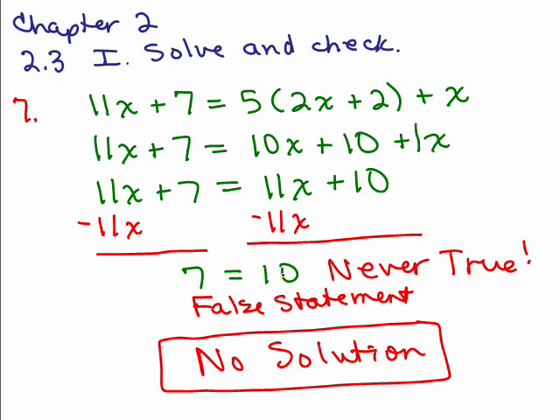This is called a contradiction also. Anytime you have 7 equals 10, a false statement, sometimes people say that's a contradiction. So this is an equation where there is no solution. Doesn't matter what number you put in for x, you'll never have a solution that works.